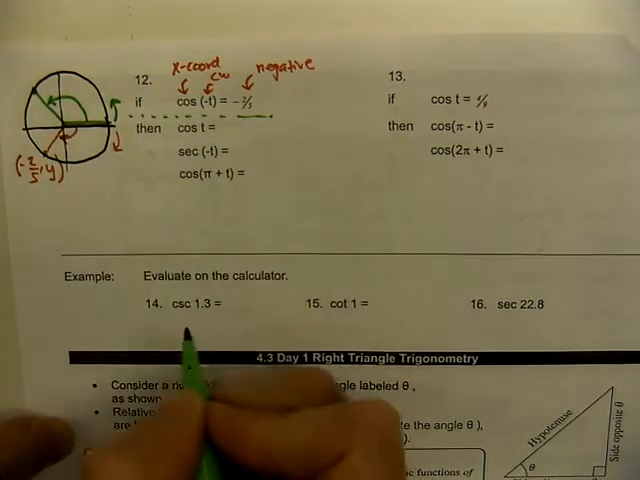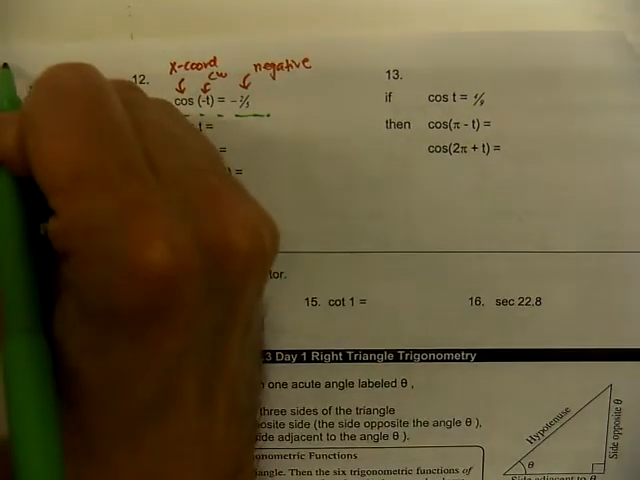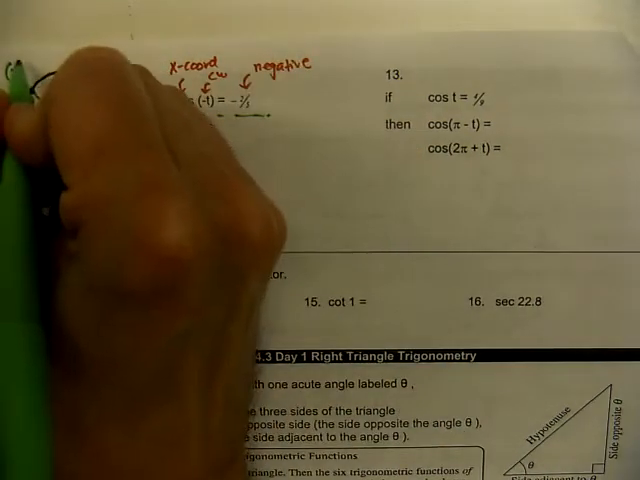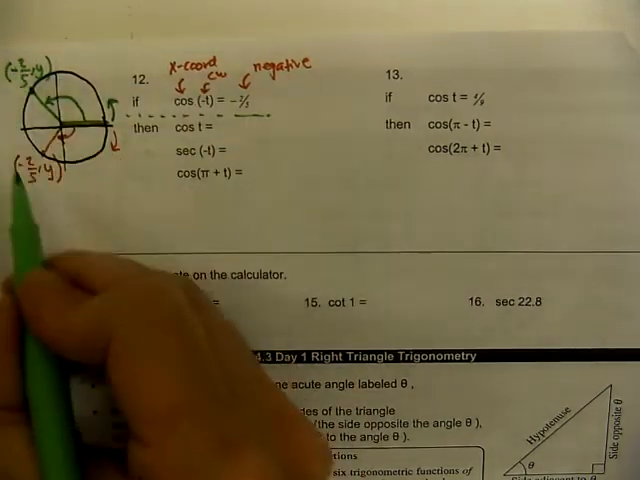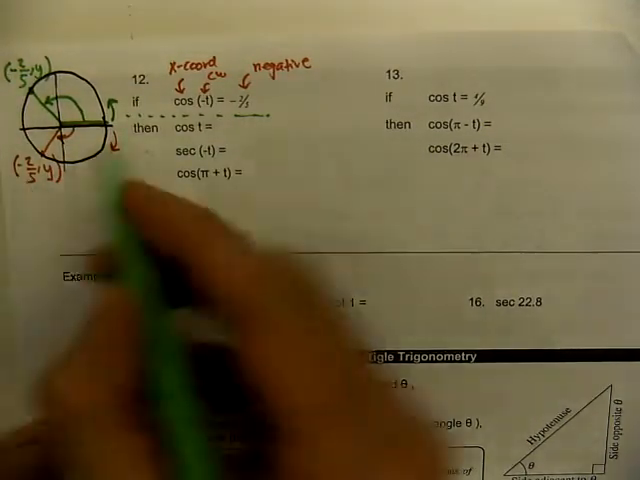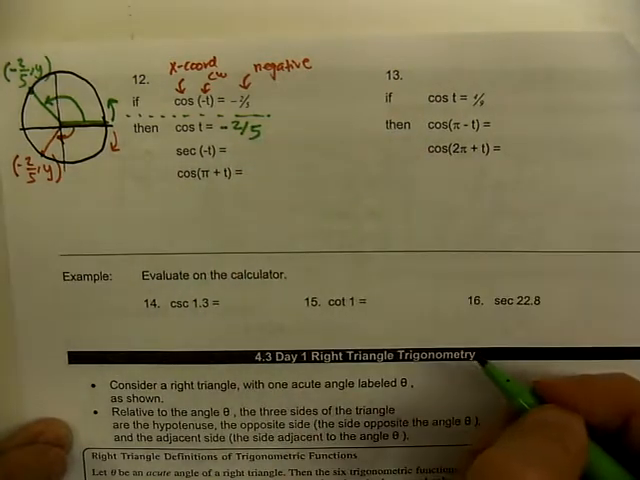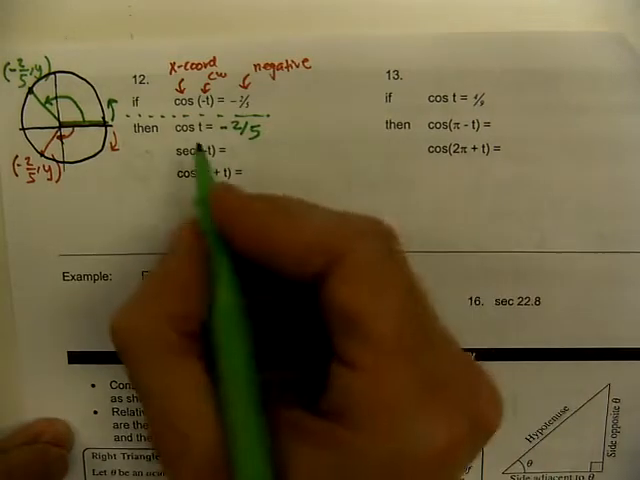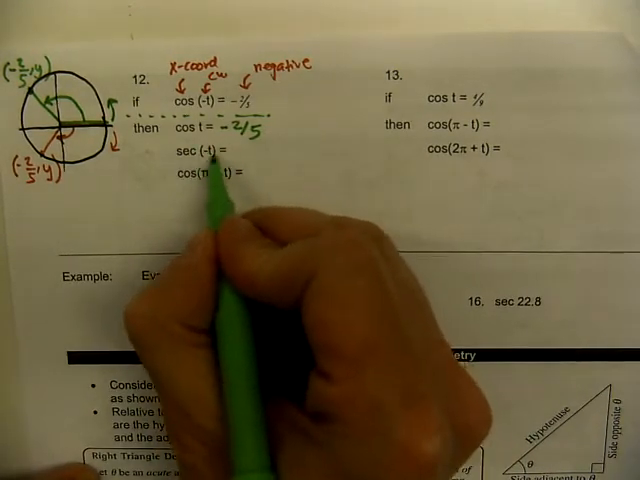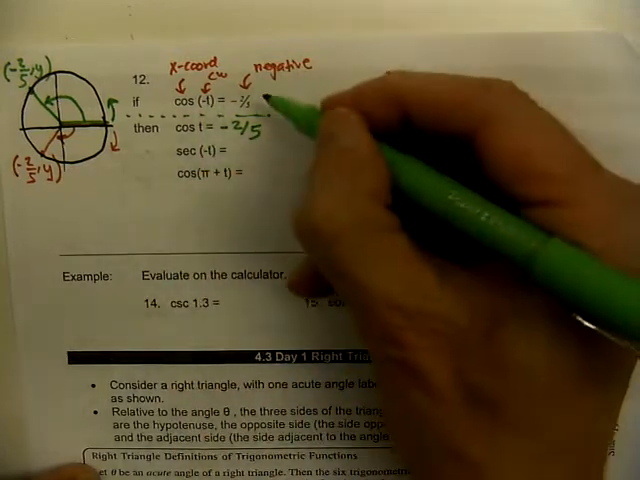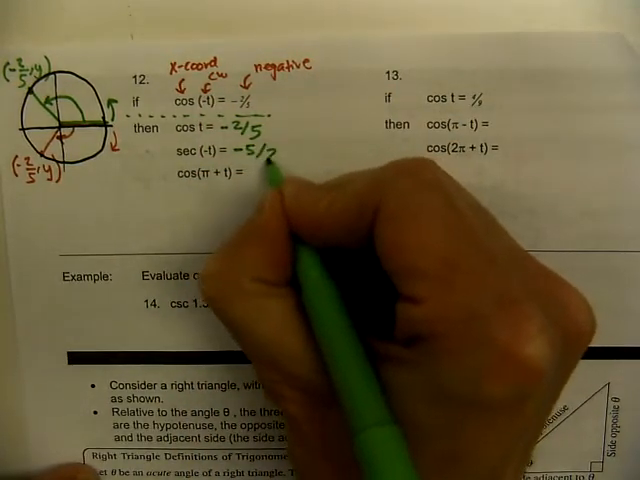There's the terminal side. The question is, what is the x-coordinate now that we're in a different quadrant? Well, we're in quadrant 2, and therefore the x-coordinate is still negative. Look at that. The output, the x-coordinate, is still the same. So negative 2/5 is the answer. So let's take the reciprocal. Secant is the reciprocal. Here they're using the original angle, so flip that fraction upside down, negative 5/2.